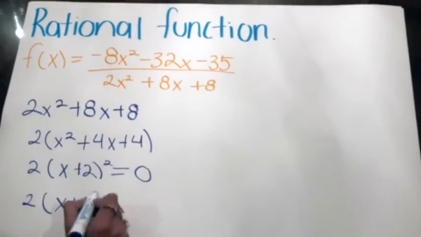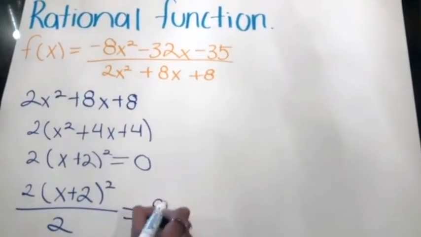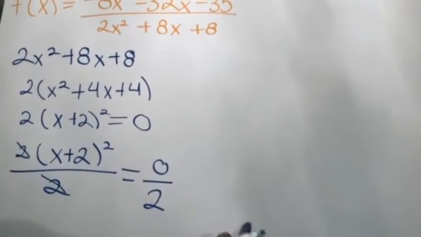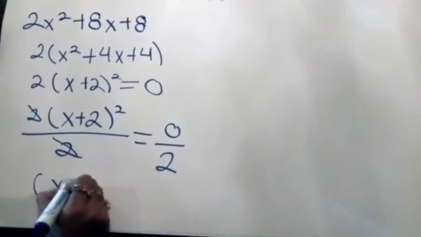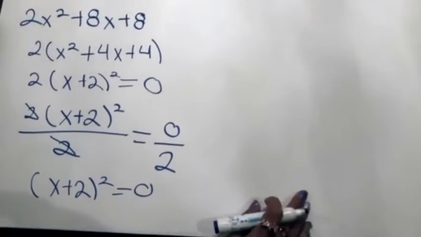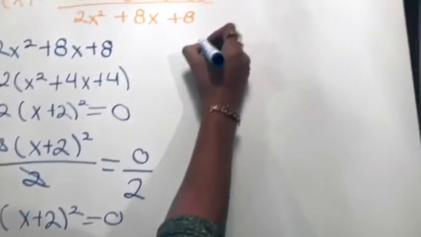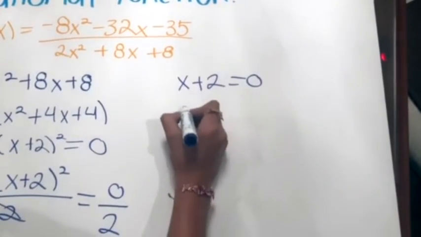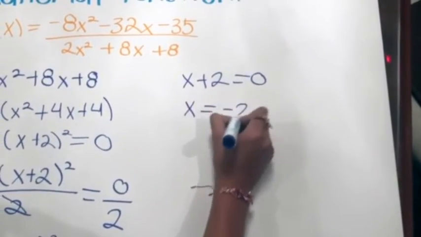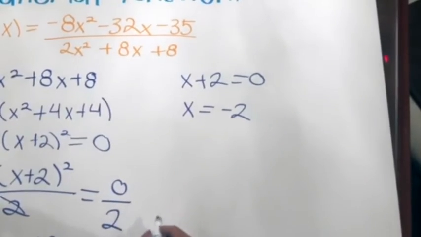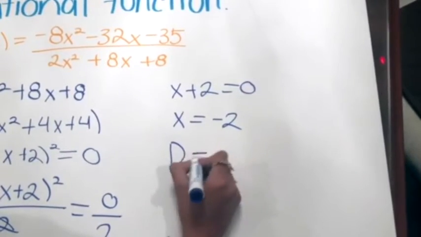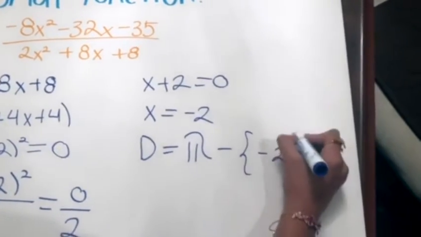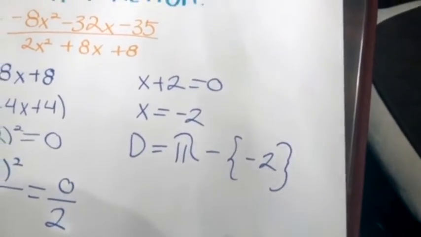We're going to divide the whole equation by 2 so we can cancel this one. It will finish as (x plus 2) squared equal to 0. Then we have x plus 2 equal to 0, and that will be x equals minus 2. The domain will be all real numbers except for minus 2.